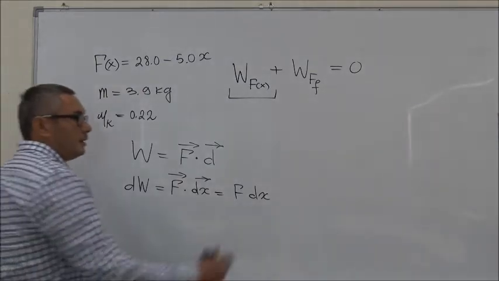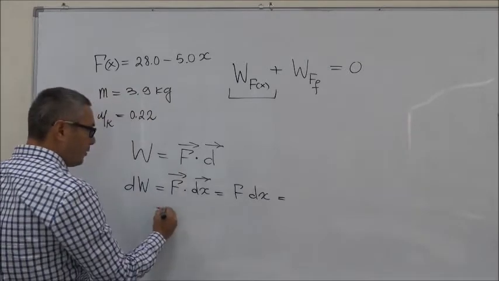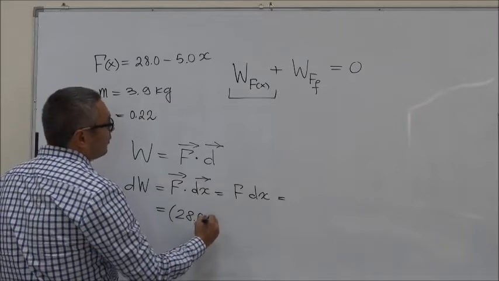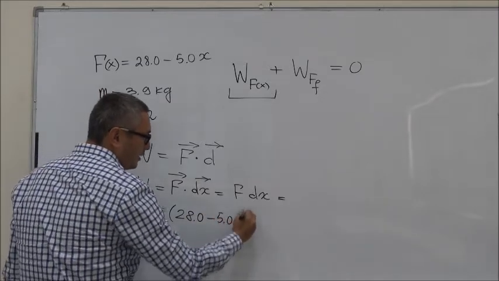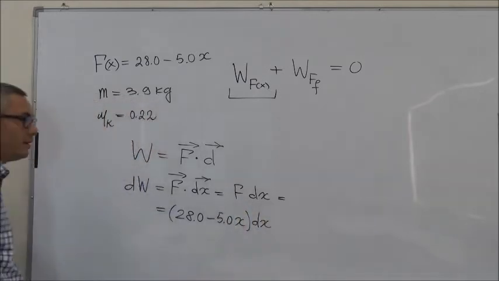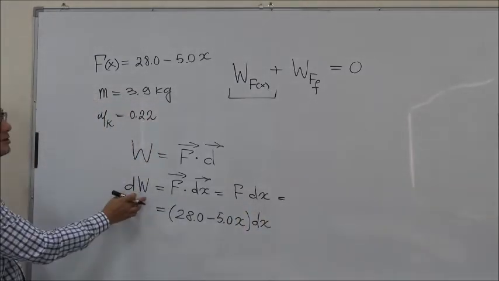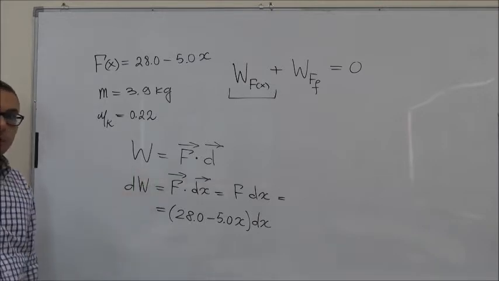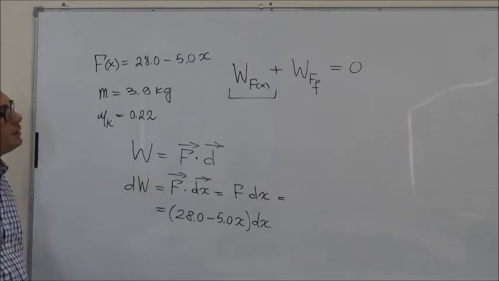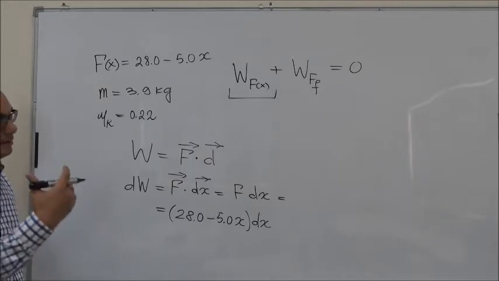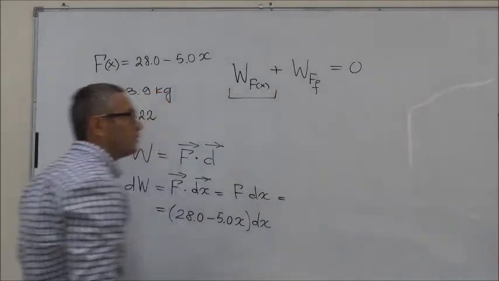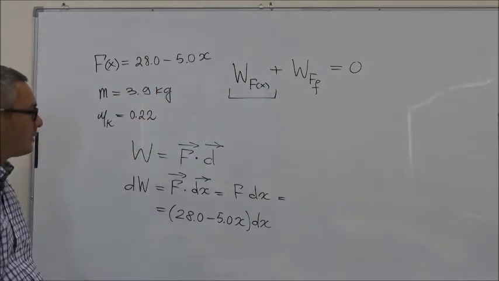So then we can just substitute for f, and we have 28.0 minus 5.0 x dx. So this is the element of work done by the force F. Now, in order to find the total work done, we need to integrate it over a certain distance, which we're looking for. Let's say that at the distance L, the combined work of the two forces is equal to 0. So let's integrate this from 0 to L.